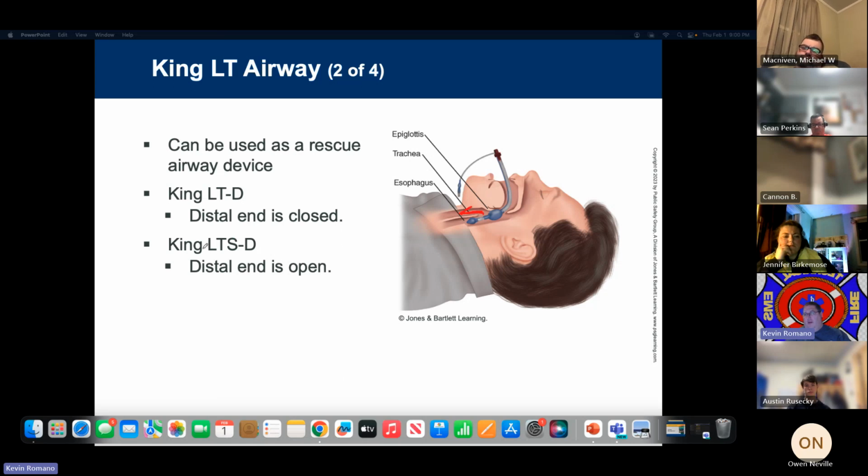So we're talking about the King LTSD, where the distal end is open. That allows paramedics to place NG tubes or OG tubes down the tube itself and out. There's an opening up here and an opening down here at the distal end of the tube. That's the ability. And the iGels have the same thing, but it's used for OG tubes, something that you guys can place. Most paramedic services that I've seen, if they have these, have the King LTSD for the distal end being open.